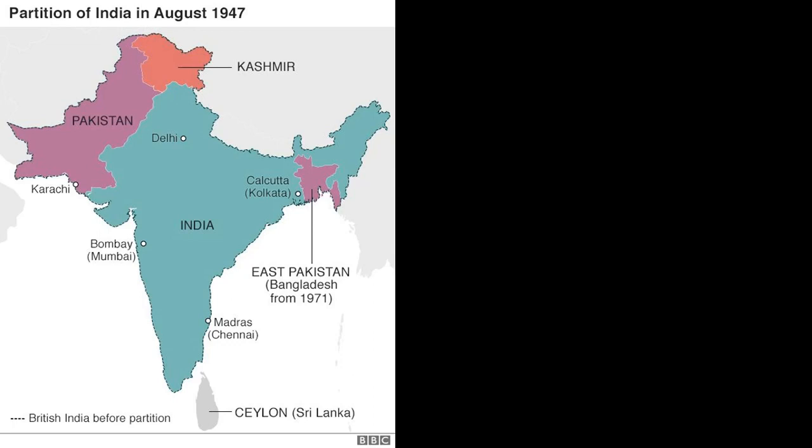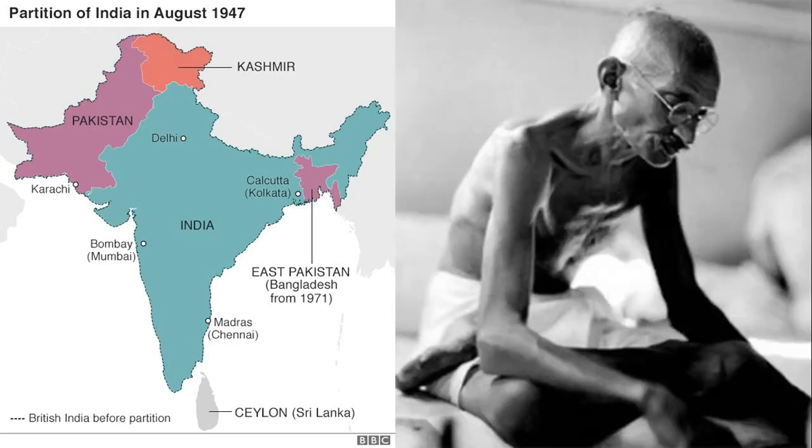While the division was happening, violence broke out between Hindus and Muslims. Once again, Gandhi started peaceful demonstrations protesting the violence, and also Gandhi, who was in his 70s at this point, went on a hunger strike, refusing to eat until the violence stopped.